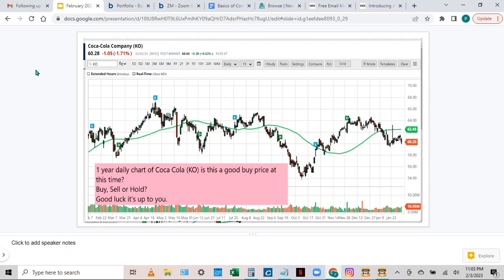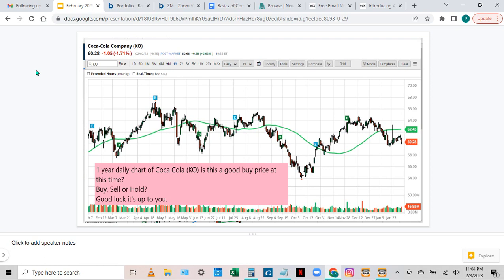Okay, now let's go to more of an established company like Coca-Cola, symbol KO. Here we've got a daily chart, 1-year daily chart, okay? So in your mind, because it's a more established company, you should not be expecting major growth in share price. So, is this a good buy price at this time? I don't know, because that would have to be your analysis. So buy, sell, or hold, right?